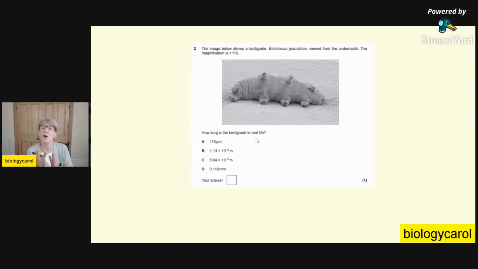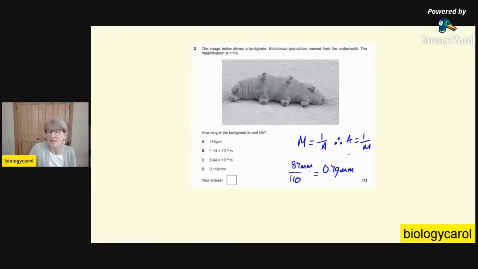So what I did was I put it up on the screen from the website and set it to 100%. I then measured from one end to the other, and it worked out at 87 millimeters. I know that magnification equals image, which is the picture, over actual, which is the actual size of the real thing. Rearranging this equation gives me the actual size as image over magnification. I got 87 millimeters for the image, and therefore I ended up with a value of 0.79 millimeters.